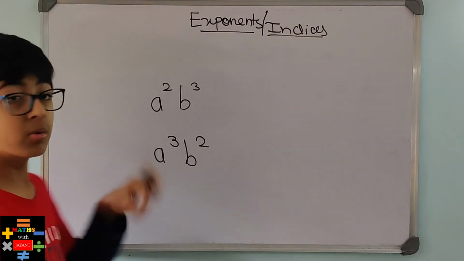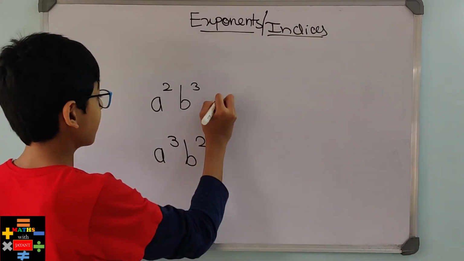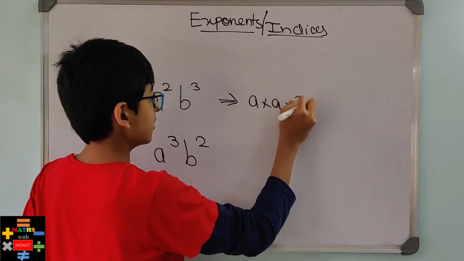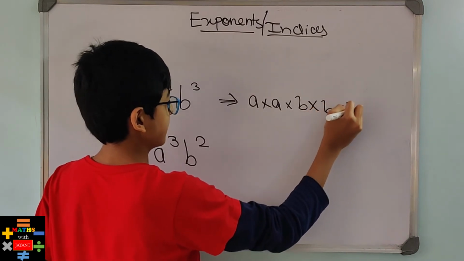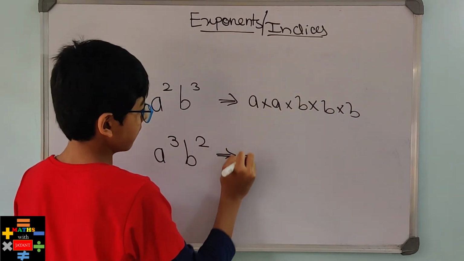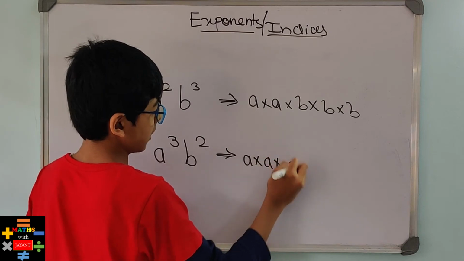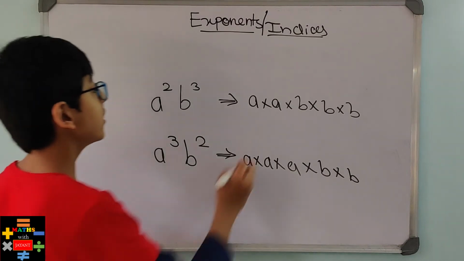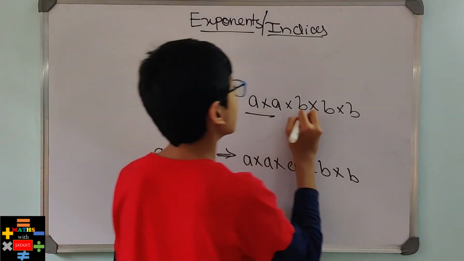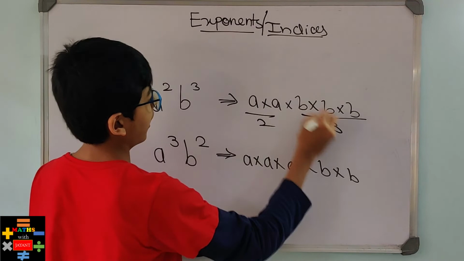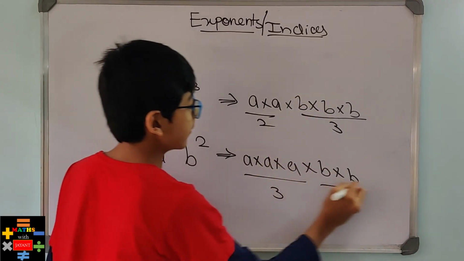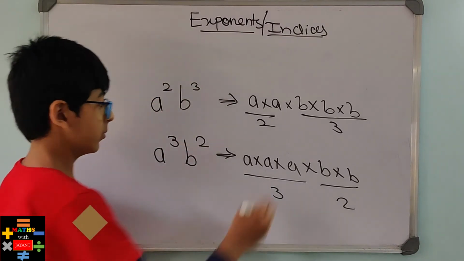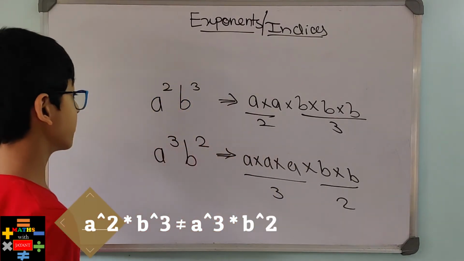So are these two equal? Let us expand and check. Over here we are going to have a into a into b into b into b. And over here 2 a's are being multiplied and 3 b's are being multiplied. And over here 3 a's are being multiplied and 2 b's are being multiplied. So can I call them equal? No, they are not equal.